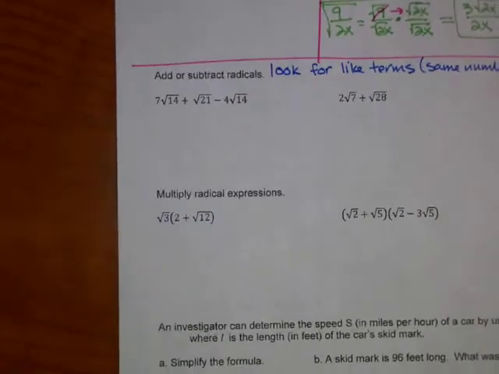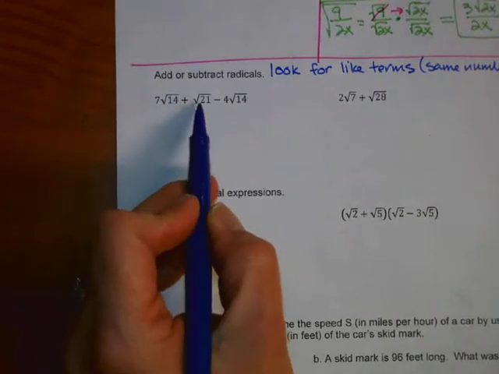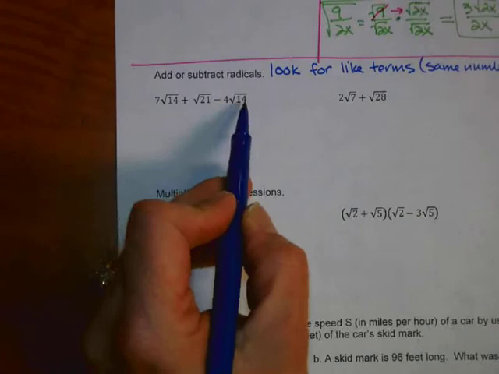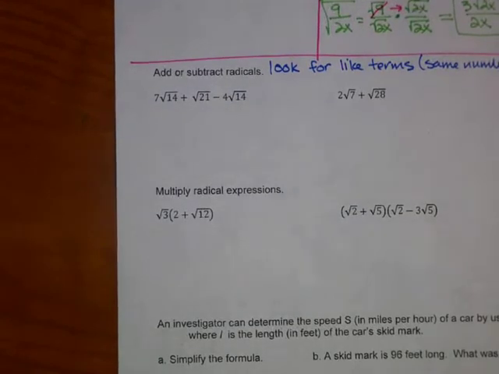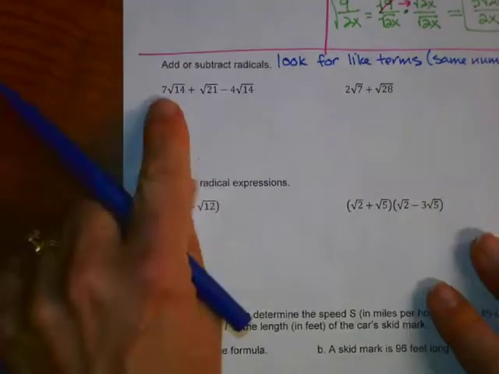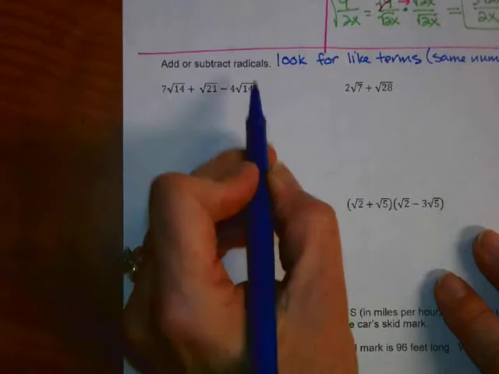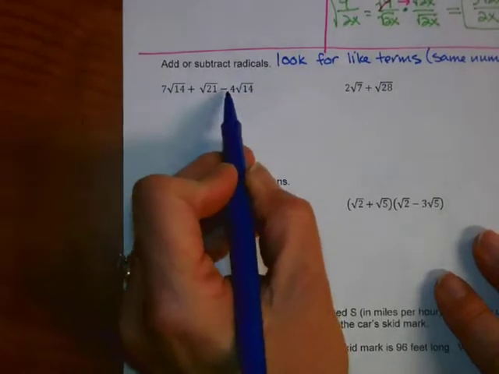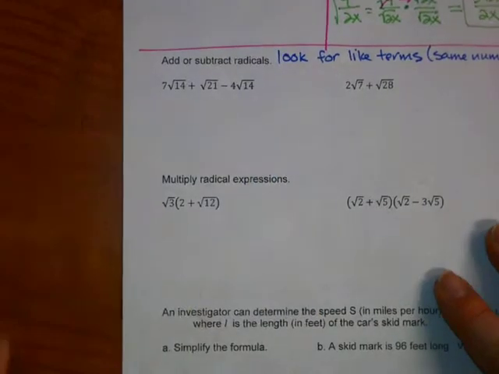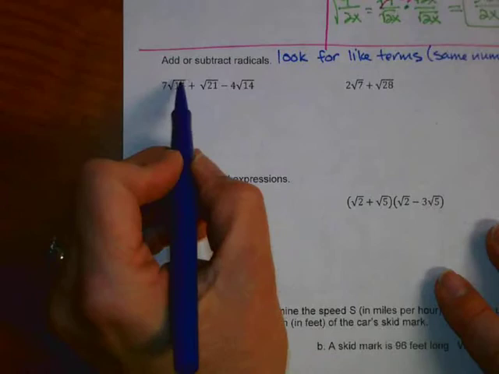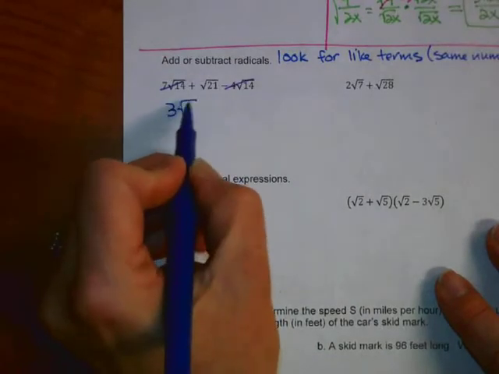So, let's look at this first one. We have 7 square root of 14 plus the square root of 21 minus 4 square root of 14. Do I have the same number under a couple of those? Yeah. So what I'm going to do is take the 7 square root of 14s that I have and take away the 4 square root of 14s. So how many square root of 14s am I left with? 3. I can subtract these two because they're the same. So I'm left with 3 square root of 14s.